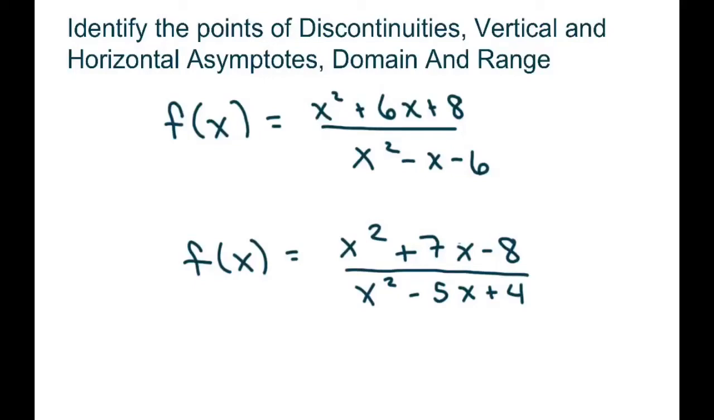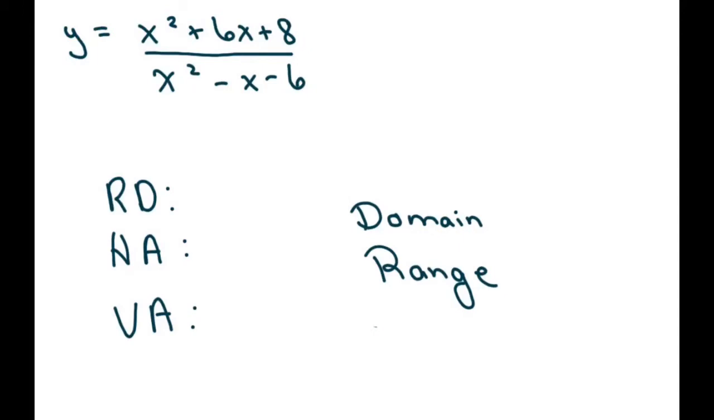Hi everyone. We're going to identify the points of discontinuities and vertical and horizontal asymptotes and state the domain and range of these two problems here. So I'm assuming if you're at this level, then you know how to factor, so that's what we're going to do first. So what we want to do is factor our numerator and denominator.